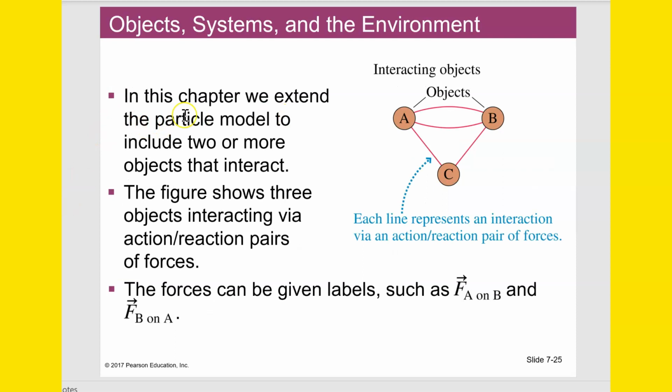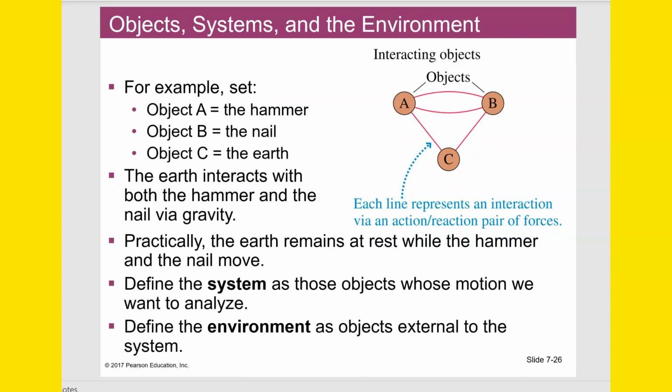In this chapter, we extend the particle model to include two or more objects that interact. This figure shows three objects interacting via action-reaction pairs of forces. The forces can be given labels such as F A on B and F B on A, and so forth. Each line here represents an interaction via an action-reaction pair of forces. That's a little bit confusing.